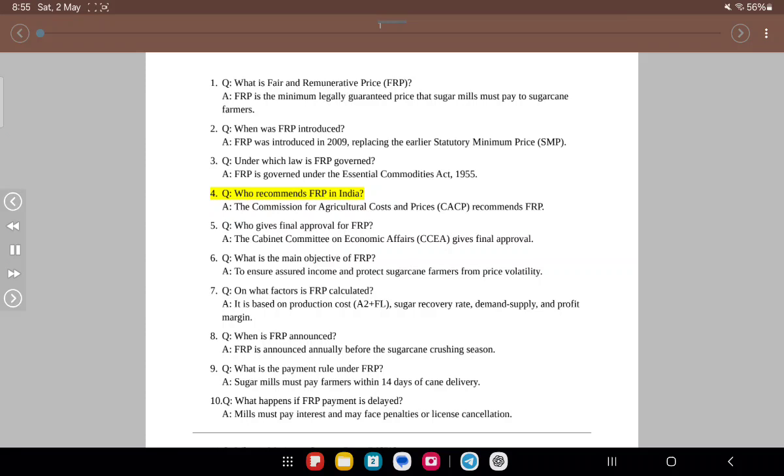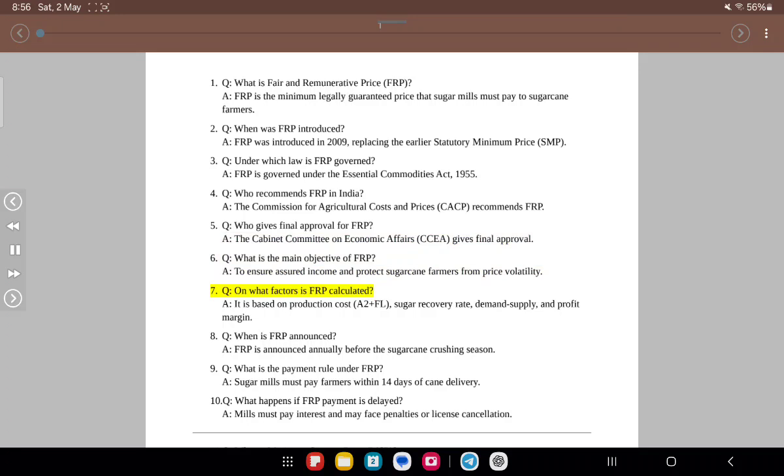4. Q. Who recommends FRP in India? A. The Commission for Agricultural Costs and Prices, CACP, recommends FRP. 5. Q. Who gives final approval for FRP? A. The Cabinet Committee on Economic Affairs, CCEA, gives final approval. 6. Q. What is the main objective of FRP? A. To ensure assured income and protect sugarcane farmers from price volatility.